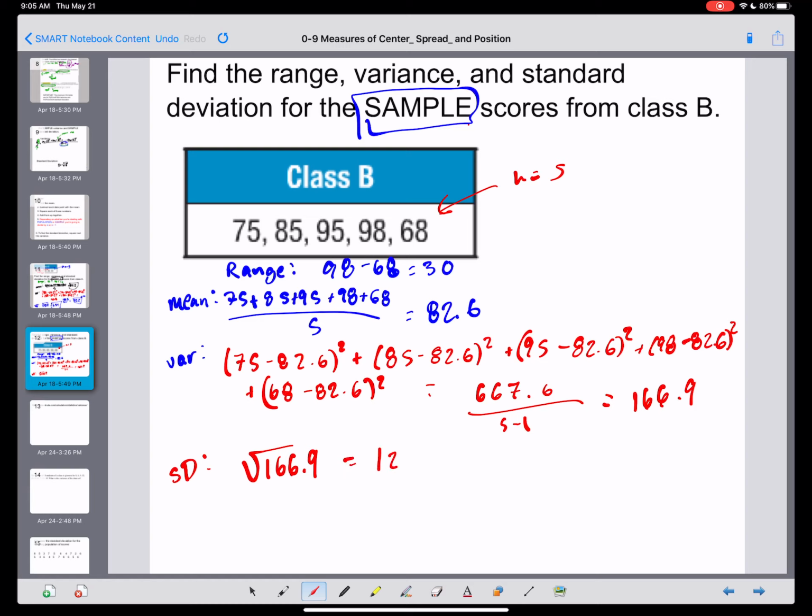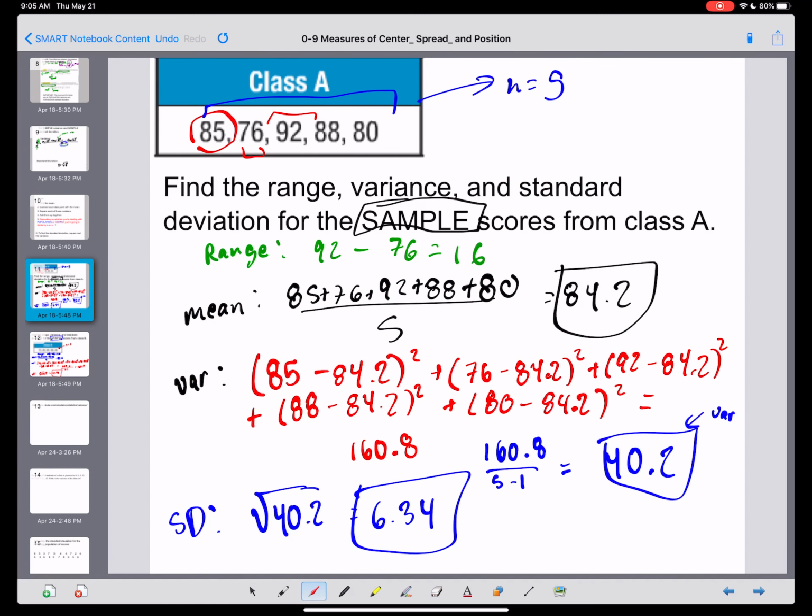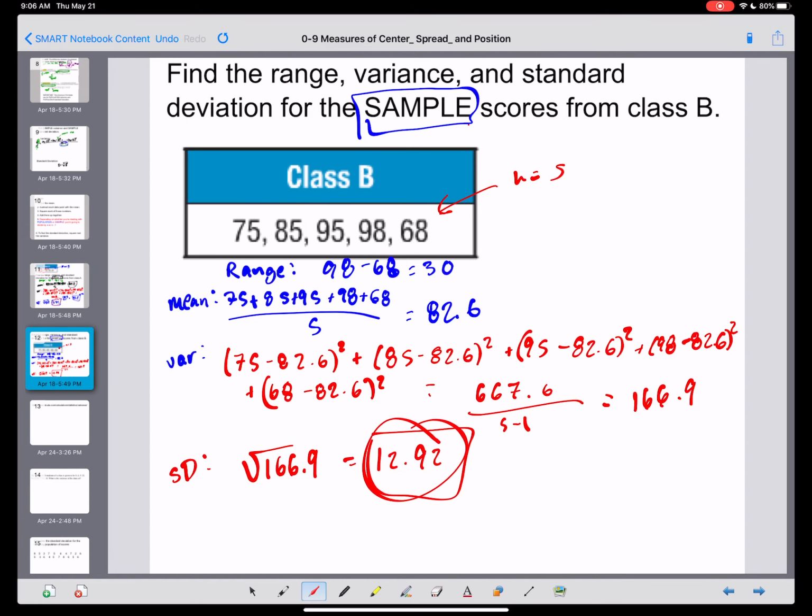So I get about 12.92. Okay. In your homework, it's going to give you both of these charts, class A and class B, and then it's going to ask you to compare the two. All you really have to do is talk about the standard deviation. If you notice, in the last slide the standard deviation was 6.34. In this slide, it's 12.92.